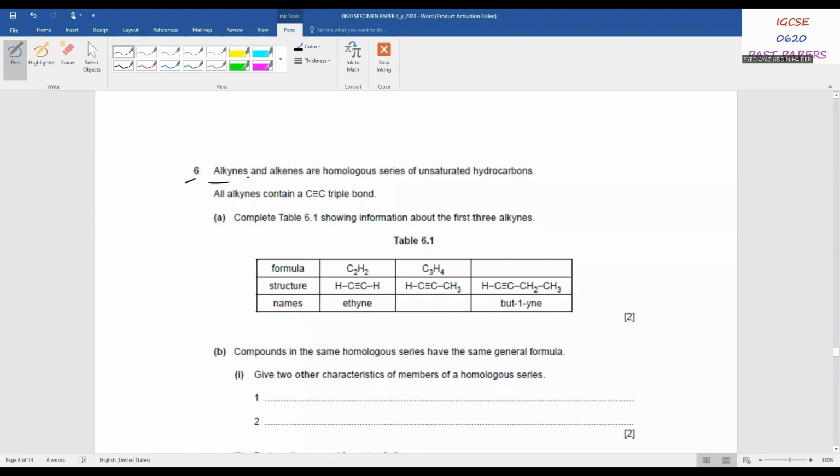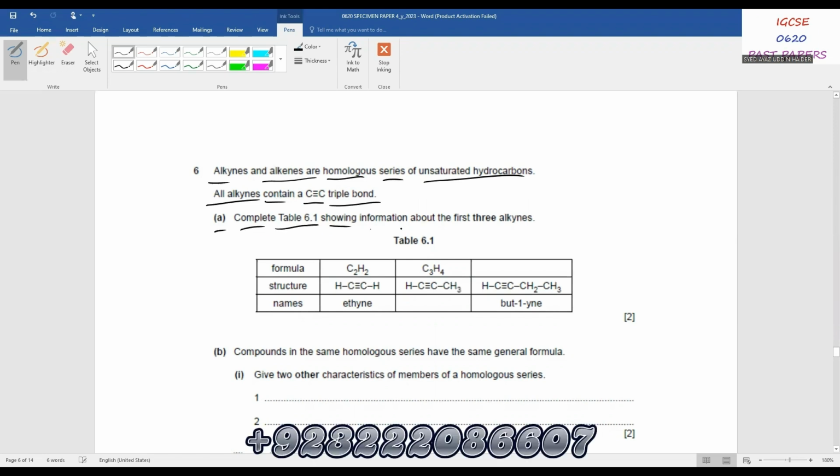Number 6, alkynes and alkenes are homologous series of unsaturated hydrocarbons. All alkynes contain a C triple C, or triple bond. A. Complete table 6.1 showing information about the first 3 alkynes. Table 6.1, the formula, structure and names are given. First one is ethyne. This is ethyne. They are asking about the name for the second member. The third member is butyne.